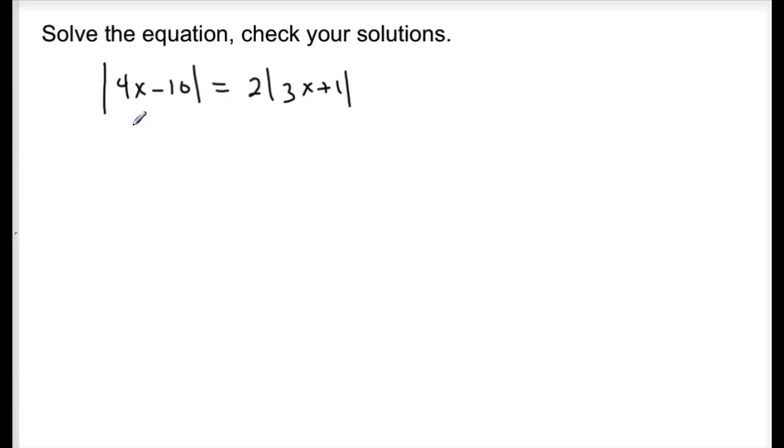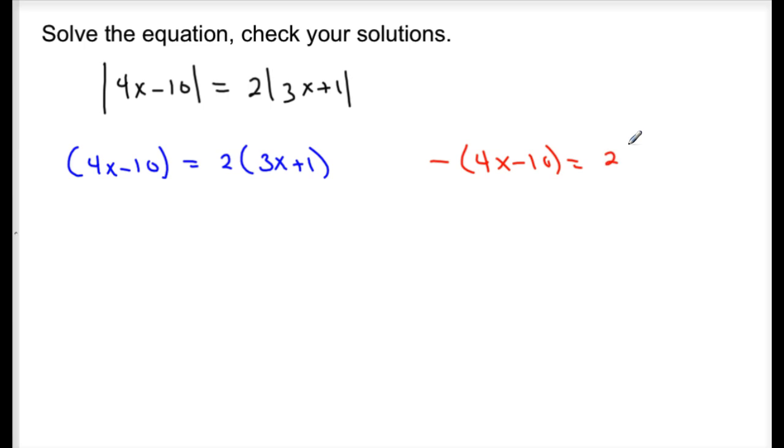Solve the equation, check your solutions. So I'm going to take the positives of both. 4x minus 10, the positive quantity of that, will equal the positive quantity of 3x plus 1. And in my second equation, it doesn't matter which one you make positive and negative, just make sure one of them is. I'm going to make my first one negative. The negative quantity of 4x minus 10 equals the positive quantity of 3x plus 1.